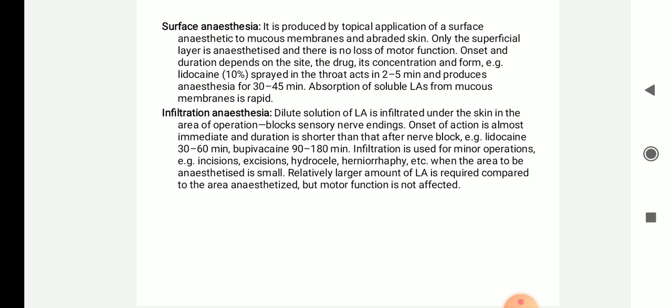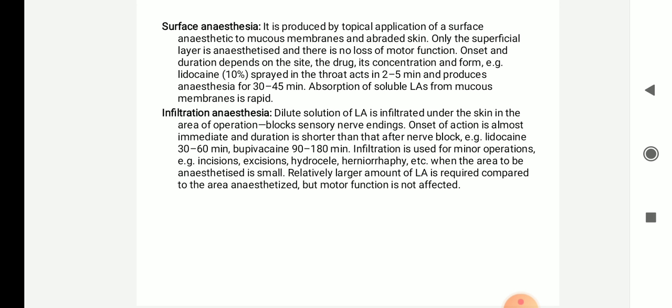Onset and duration depend upon the site, the drug and its concentration, and the form, what type of form you use. Example, lidocaine 10% is sprayed in the throat. It will act in 2 to 5 minutes and produces anesthesia for 30 to 45 minutes. Absorption of soluble local anesthetics from the mucous membrane is very rapid.